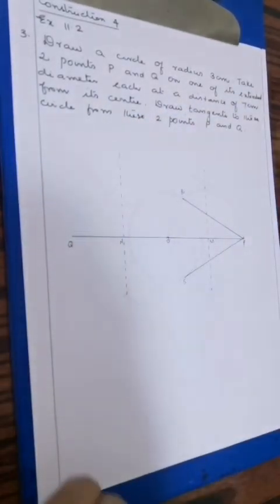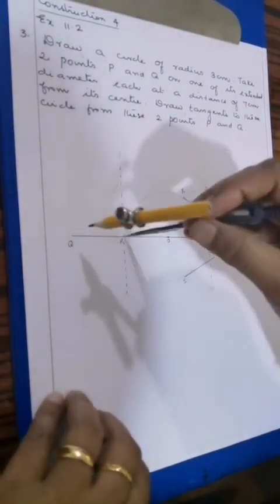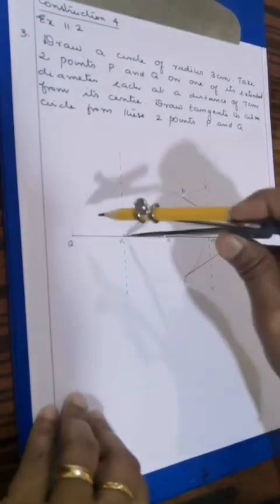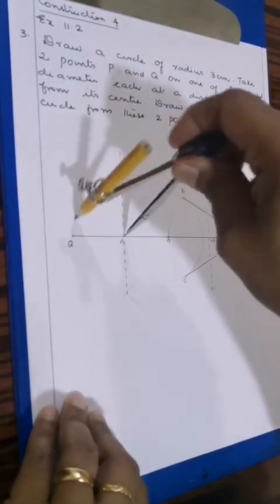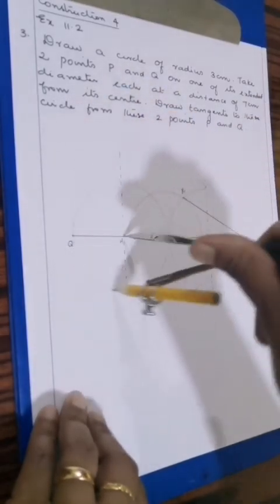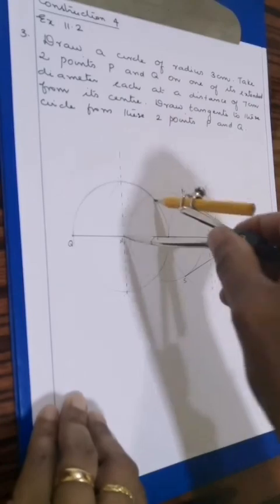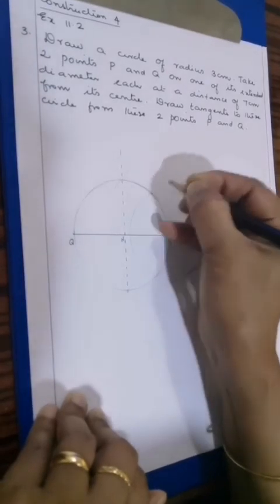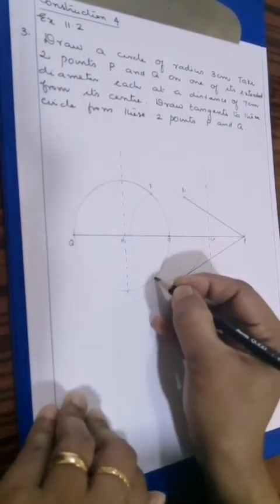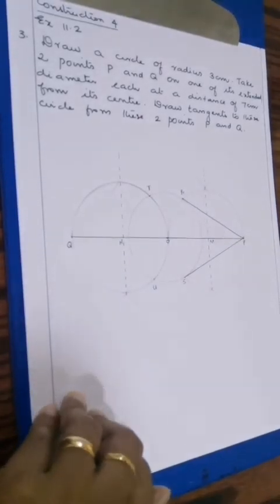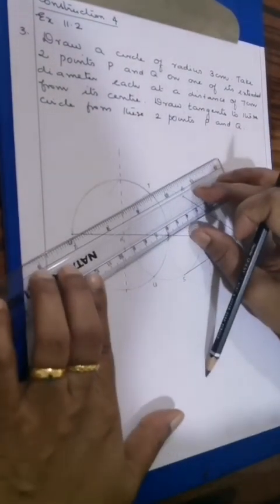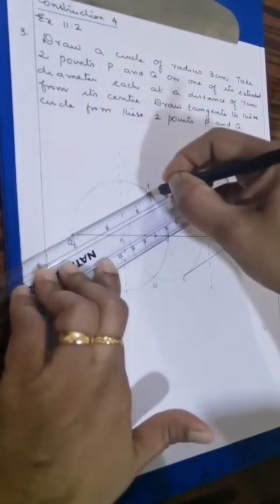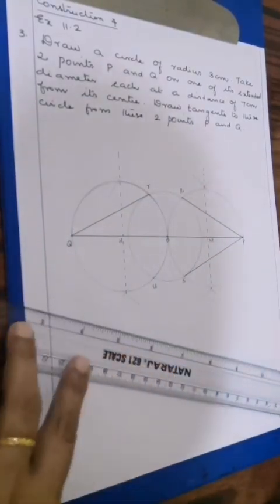Similarly, on this side, with N as center and NQ radius, the circle will pass through the center O. The points you can plot as T and U. The tangents are QT and QU.